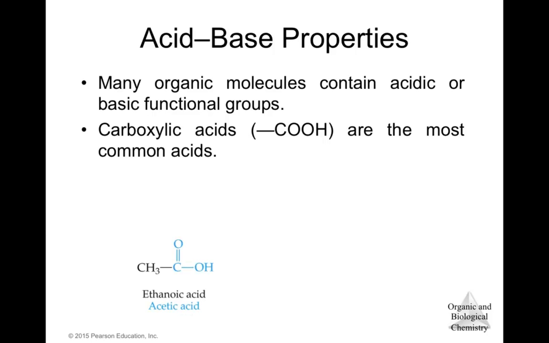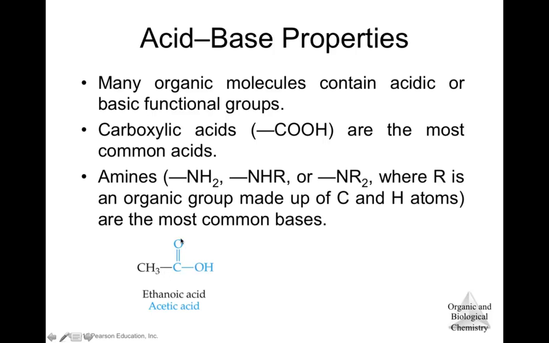This is an example of a carboxylic acid known as acetic acid or ethanoic acid. Here we have the carbon, oxygen, oxygen, hydrogen. Usually it's the carbon double bond oxygen, and the carbon making a bond with OH. So this is a functional group known as the carboxylic acid.